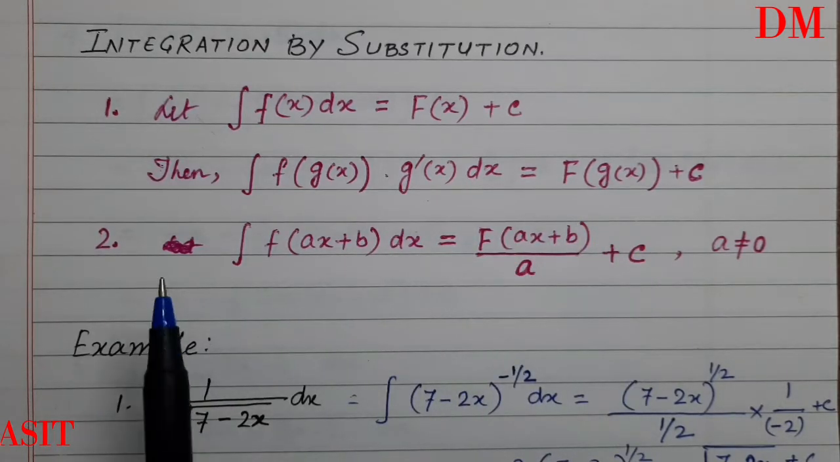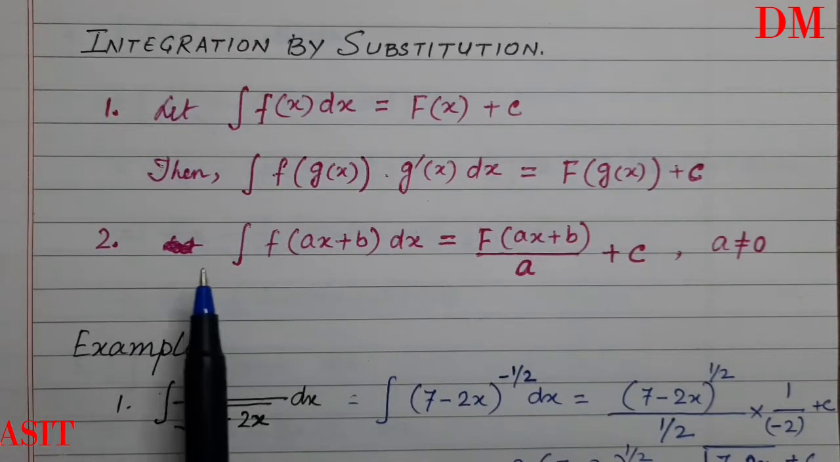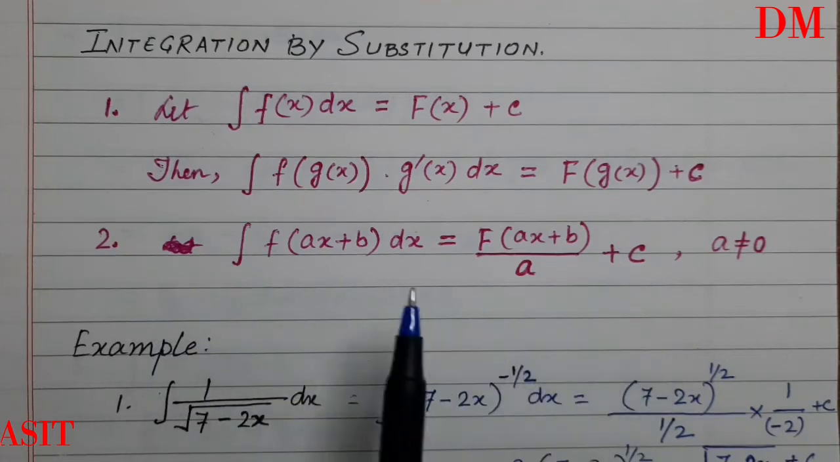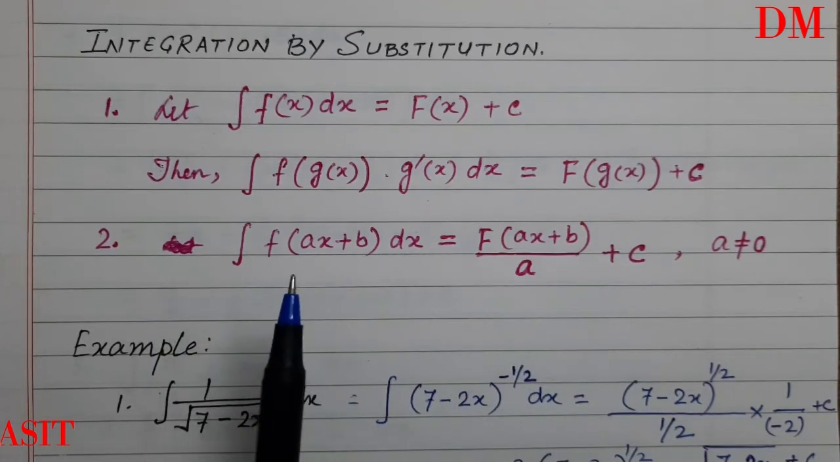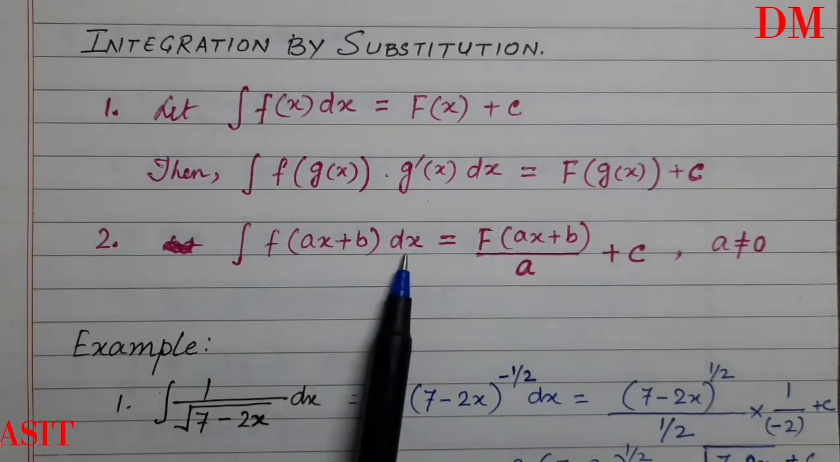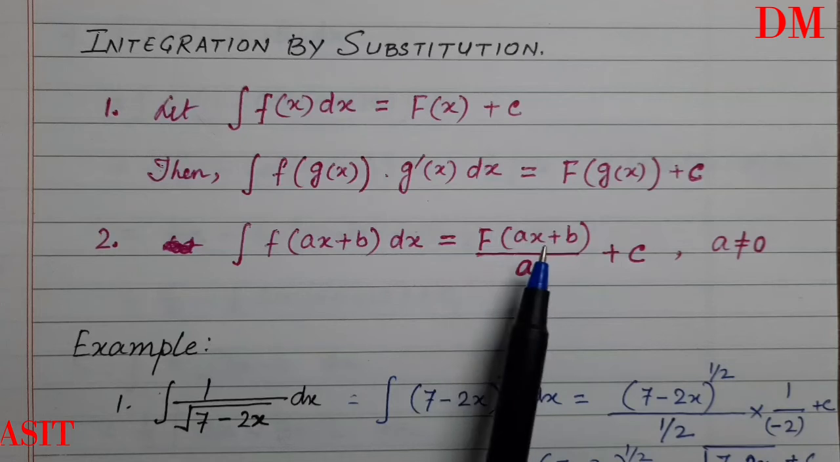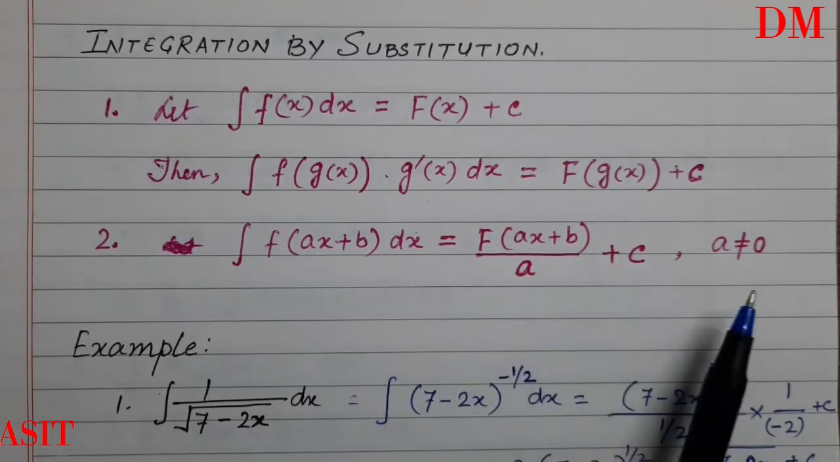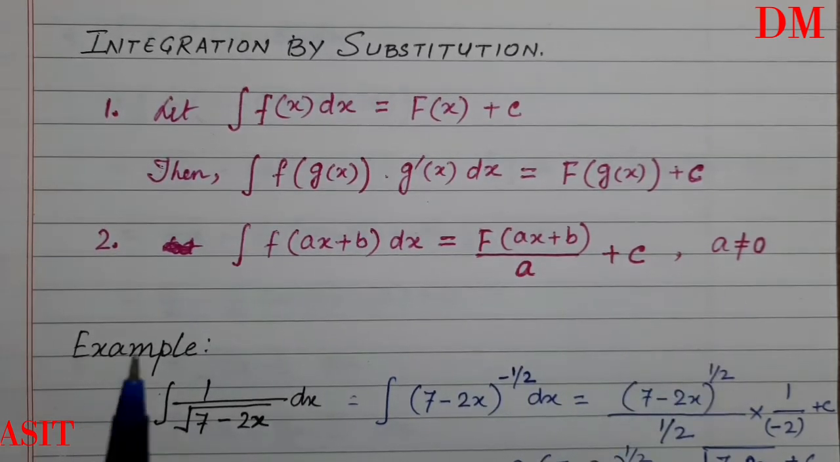Now let us see the second statement. We will focus on this second statement in this video. In the second statement it is saying that integration of f(ax plus b) dx will be equal to F(ax plus b) by a plus c, where a should not be equal to 0.